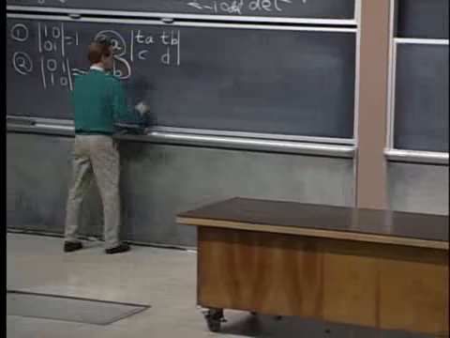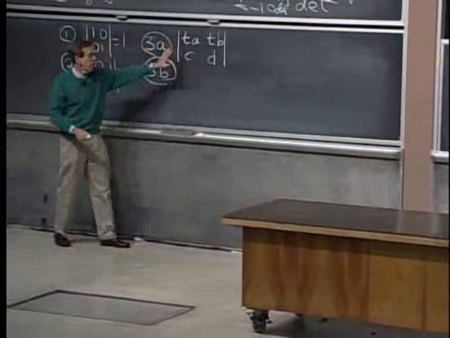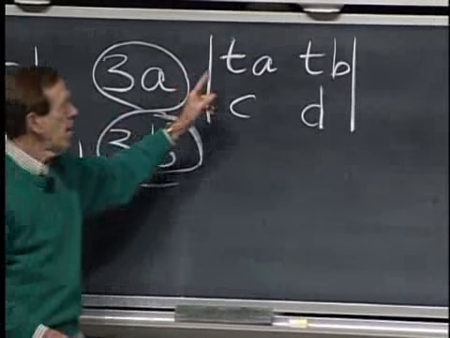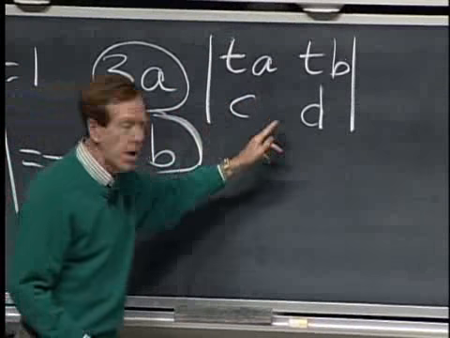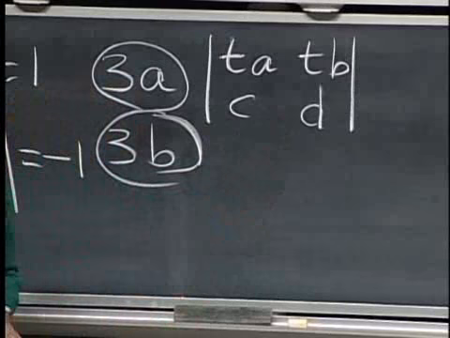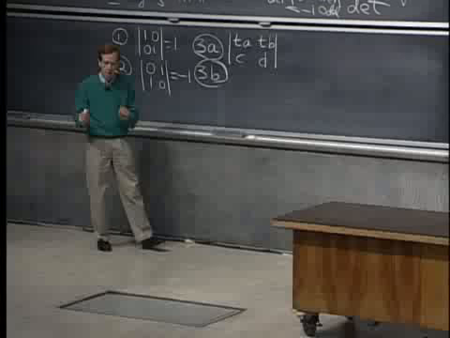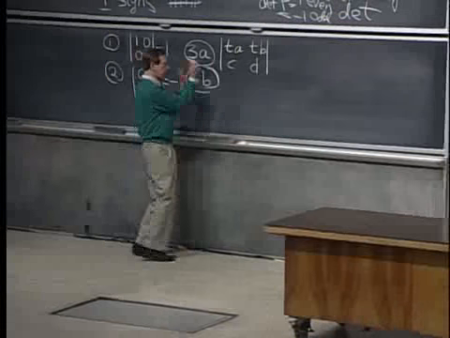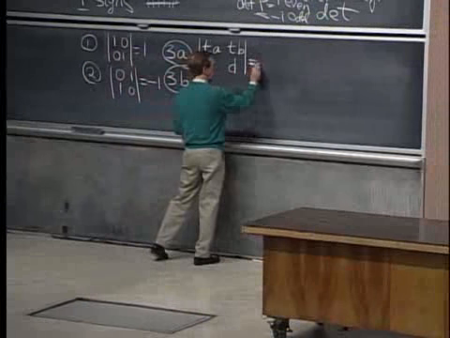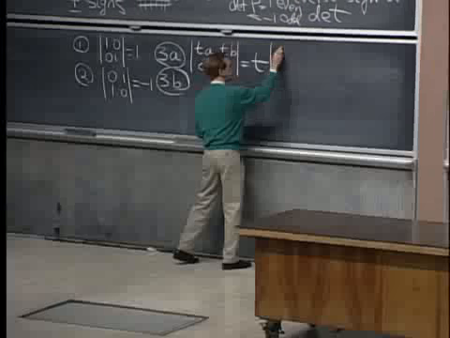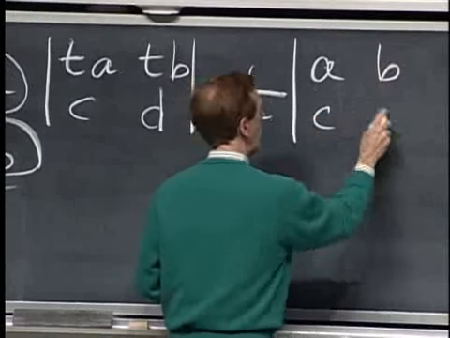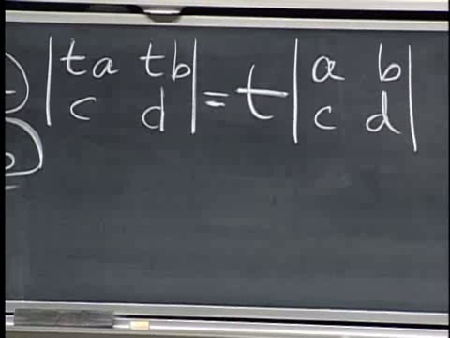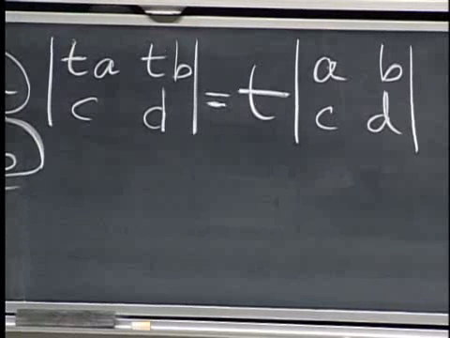Okay, now this is for any matrix. For any matrix, if I multiply one row by t and leave the other n minus 1 rows alone, what happens to the determinant? The factor t comes out. It's t times this determinant. That's not hard. I shouldn't have made a big deal out of property 3A.